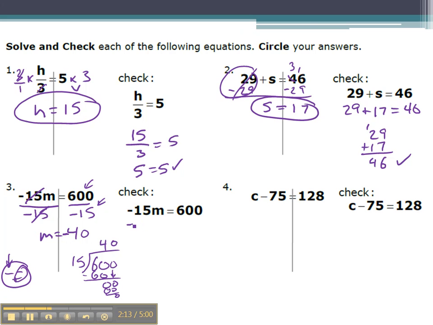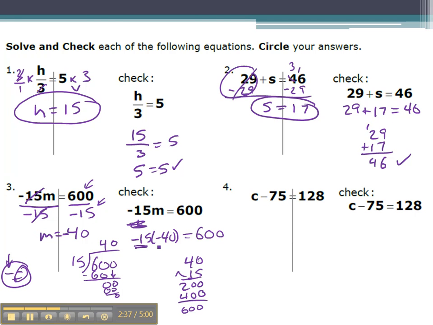Let's put negative 40 in for m here. Negative 15 times negative 40 should equal positive 600 if we did it right. 40 times 15. 0 times 5 is 0, 4 times 5 is 20. When we're multiplying by this 1, we're really multiplying by 10, so we start with a 0. 0 times 1 is 0, and 4 times 1 is 4. If you add those up, you do get 600.